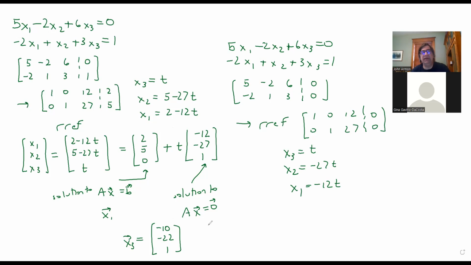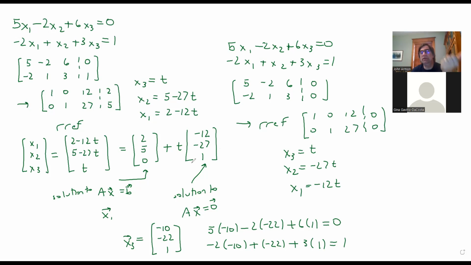So 5 times negative 10 minus 2 times negative 22 plus 6 times 1 is supposed to be 0. Negative 50 plus 44 plus 6 is indeed 0. So negative 2 times negative 10 plus negative 22 plus 3 times 1 is supposed to be 1. 20 minus 22, negative 2 plus 3 is 1. So by adding these two together, gets you another solution.